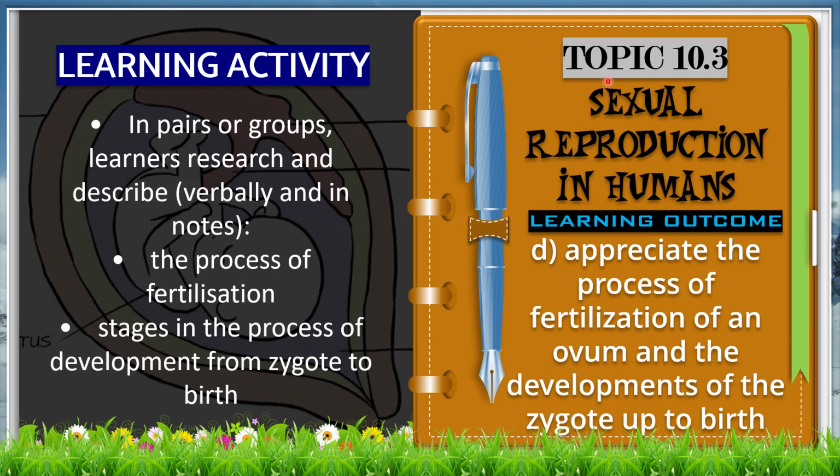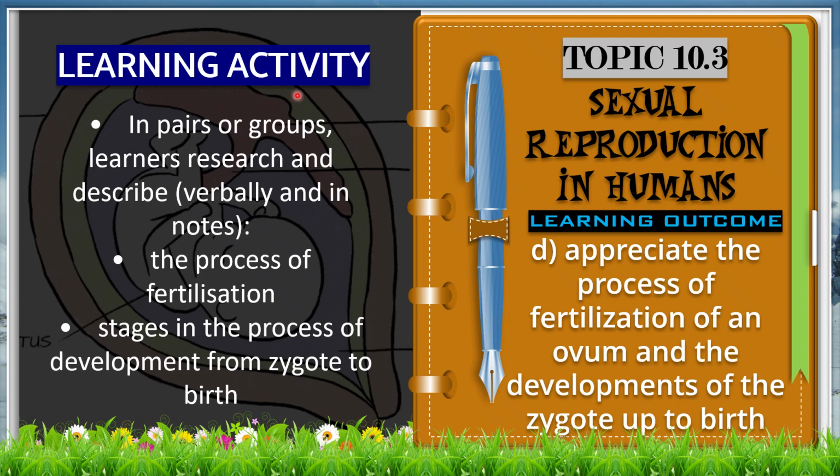I welcome you to topic 10.3, Sexual Reproduction in Humans. We are looking at learning outcome D. Appreciate the process of fertilization of an ovum and the development of the zygote up to birth.